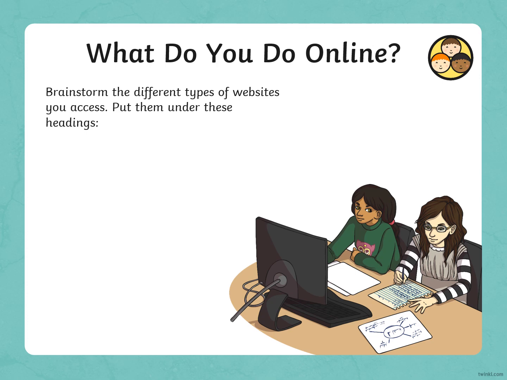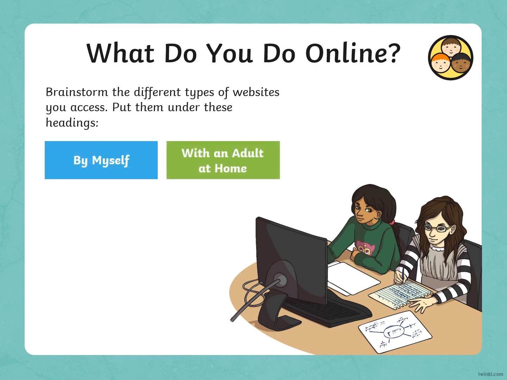What do you do online? So, underneath that, could you list the different types of websites you access? And once you've done that, can you put them underneath these headings, whether you access them by yourself, with an adult at home, or at school? Do that for me now.